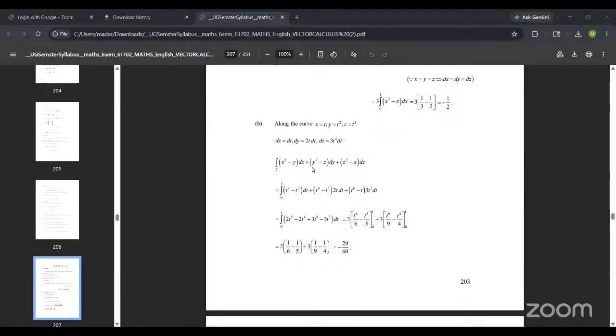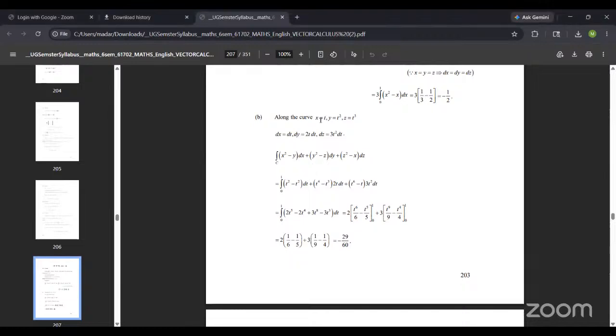Next, here the B part. Along the curve x equal to t, y equal to t square and z equal to t cube, then dx equal to dt, dy equal to 2t dt and dz equal to 3t square dt. So that is x square minus y into dx, y square minus z into dy, and z square minus x into dz.